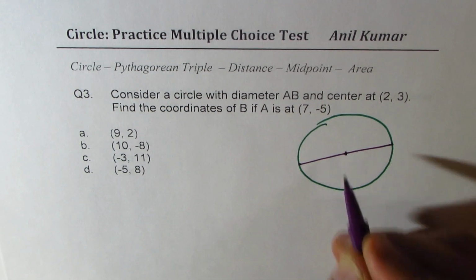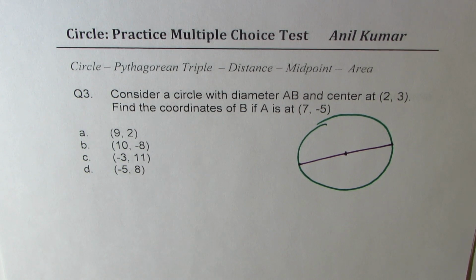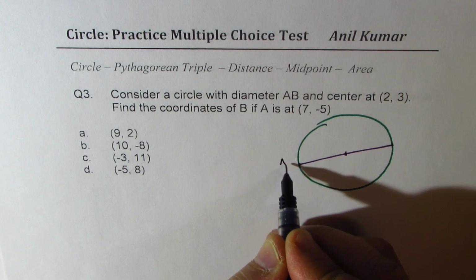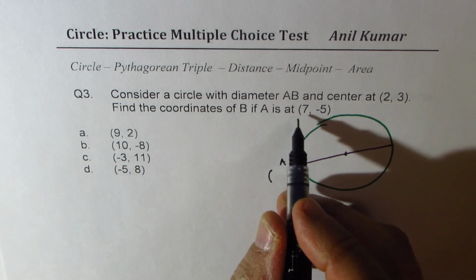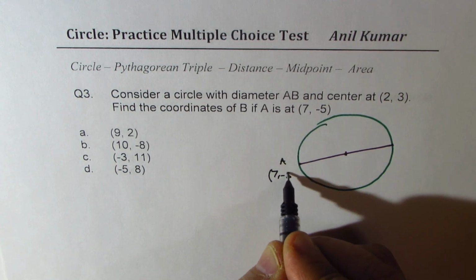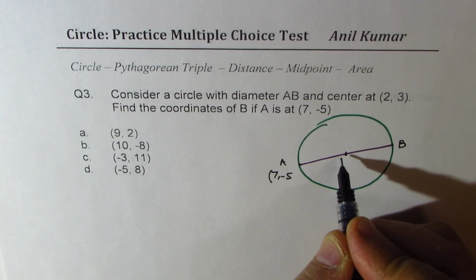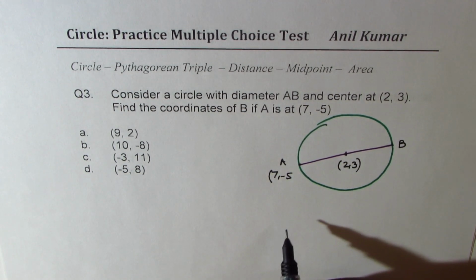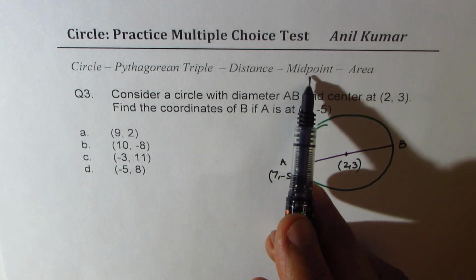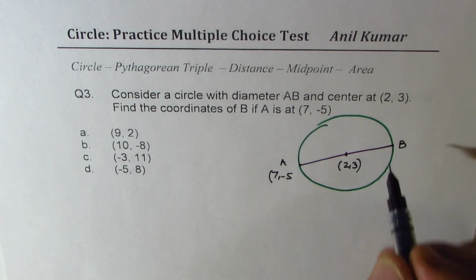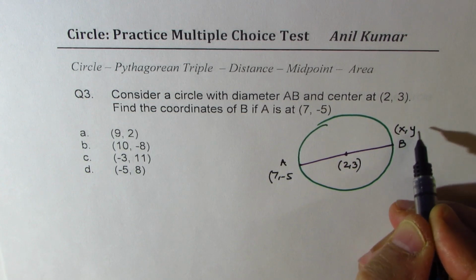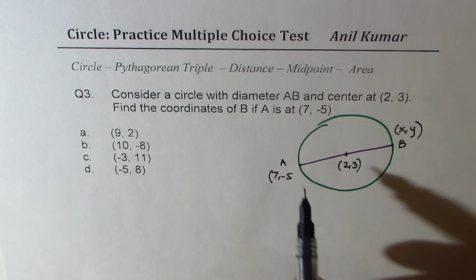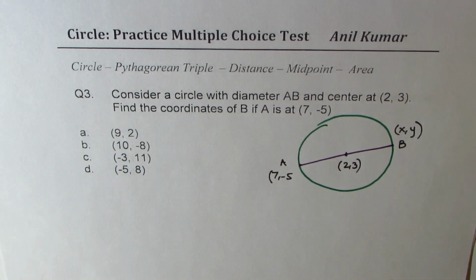So that becomes the center of this circle. So we'll write A on one end. A is given to us as (7, -5). B we don't know, but we are given the center, which is (2, 3). Now here we have to use the midpoint formula to find B. Let it be (x, y).